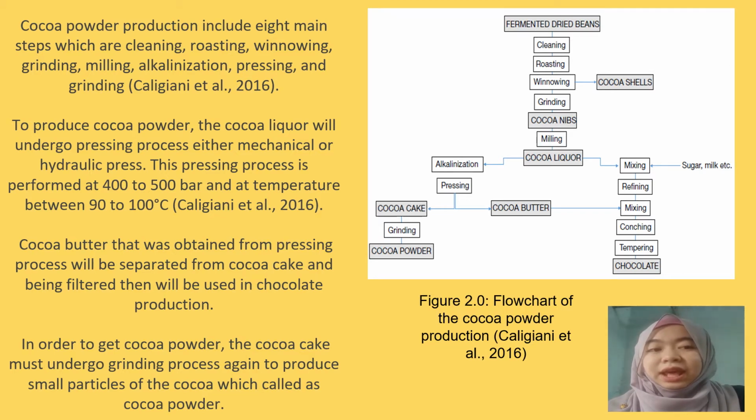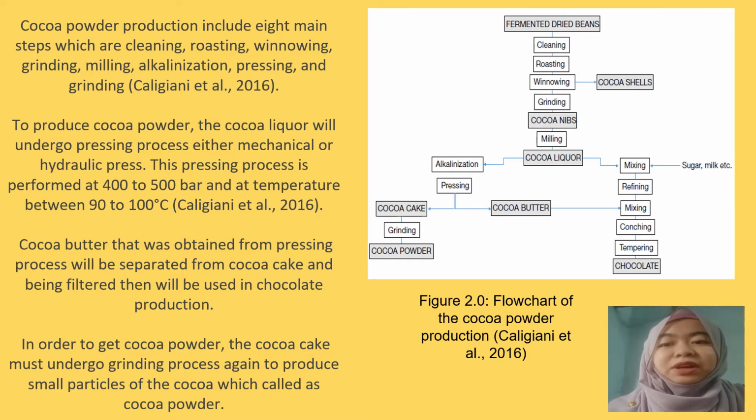Caligiani et al., 2016. Cocoa butter obtained from the pressing process will be separated from the cocoa cake and filtered, then used in chocolate production. In order to get cocoa powder, the cocoa cake must undergo a grinding process again to produce small particles of cocoa, which are called cocoa powder.